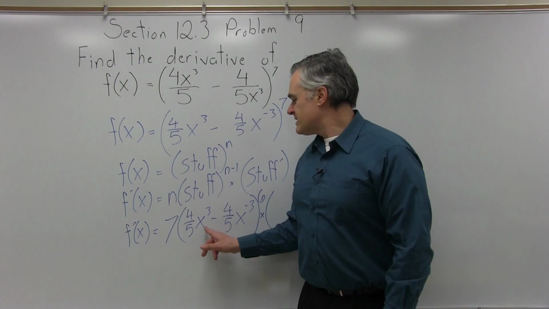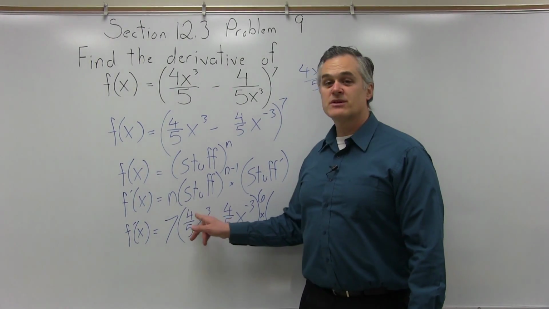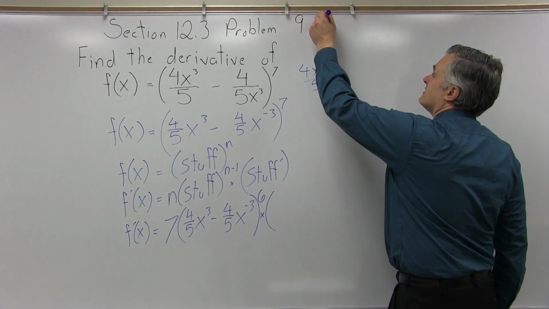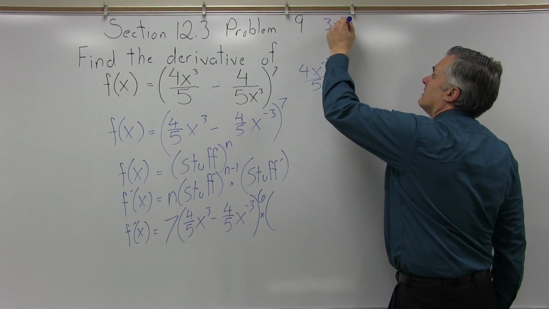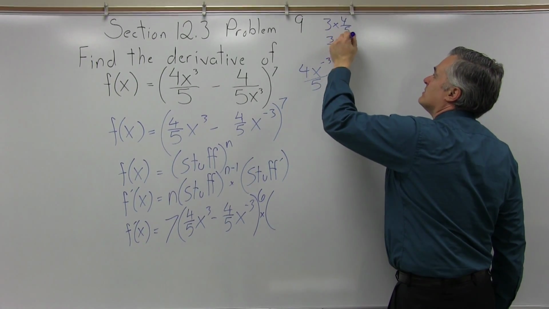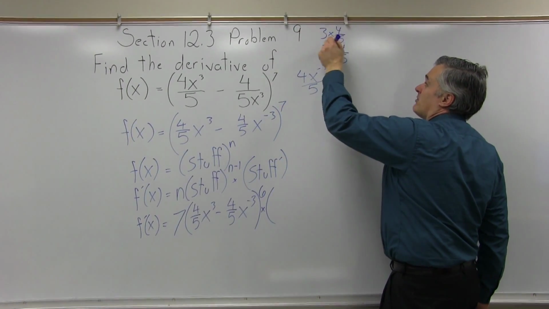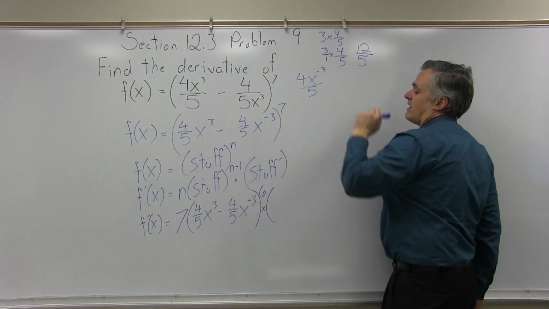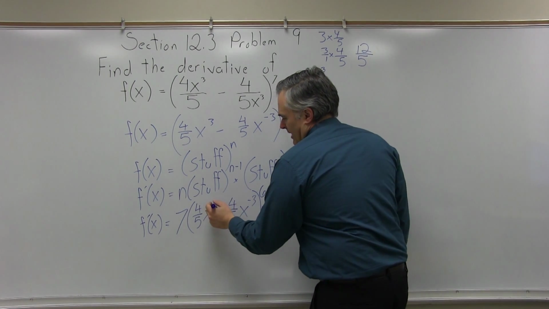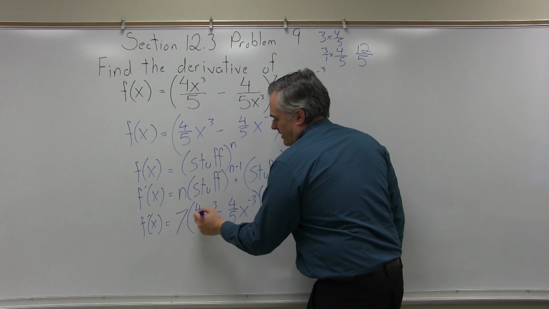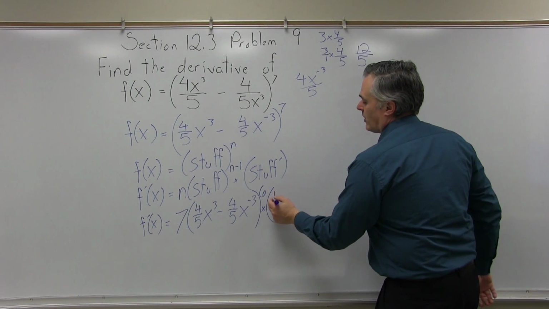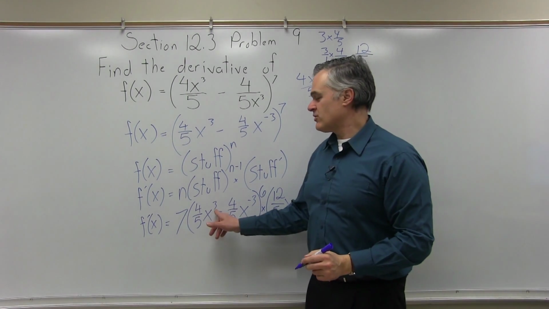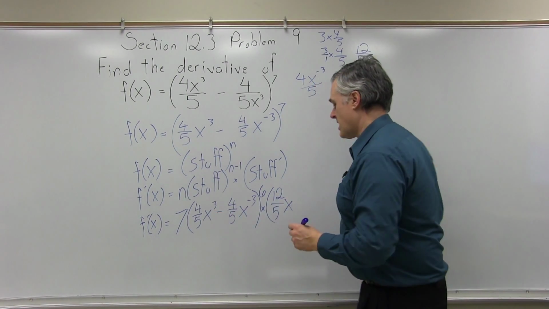So the first piece, 4/5 x cubed, the exponent of 3 is going to come down times the 4/5. So 3 times 4/5 can be thought of as 3 over 1 times 4/5. Top times top, 3 times 4 is 12. Bottom times bottom, 1 times 5 is 5. So the 3 exponent times the number in front, 4/5, gives a result of 12/5 x to 1 less power. So that third power is going to drop down to a second power.